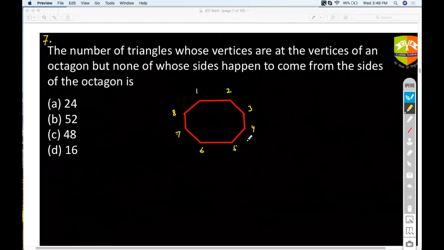Okay, Sai has changed his answer. Kushal says C. What about others?